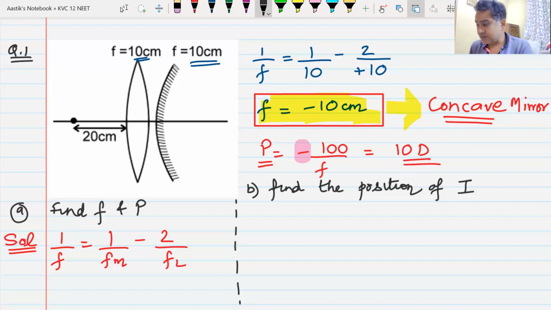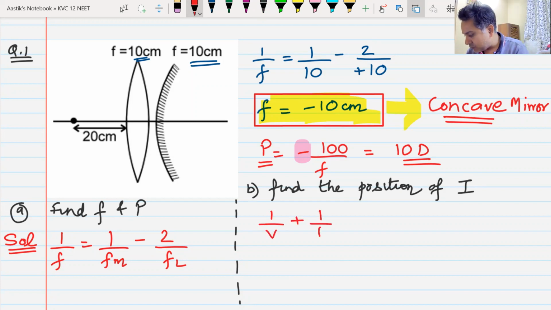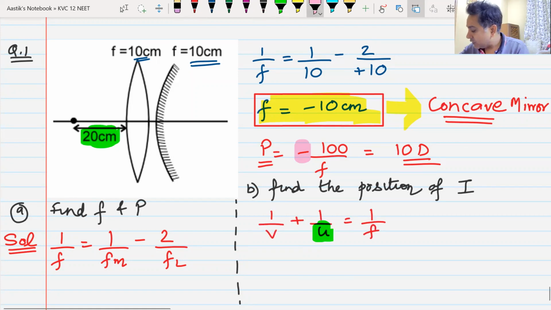I hope you have got the answer. Find the position of the image. How are we supposed to do this? Remember, I now need to apply the mirror formula. 1 by V plus 1 by U is equal to 1 by F. I put the values. Look at U, U is here. Look at F, F is here. Put the formula. Get the answer.